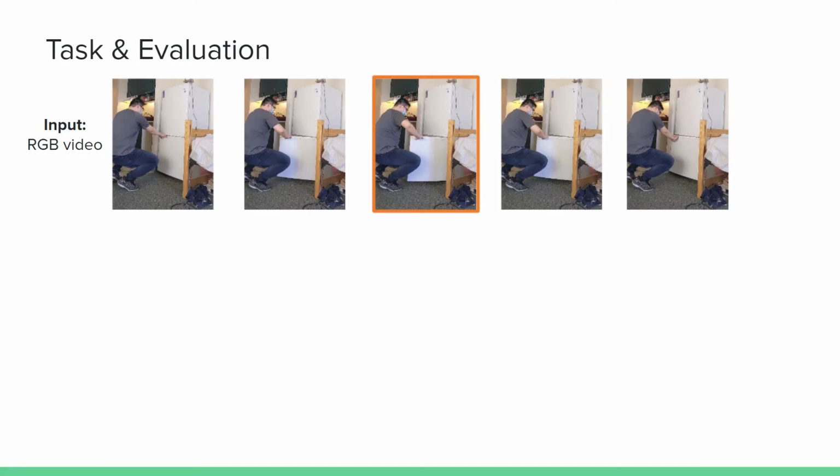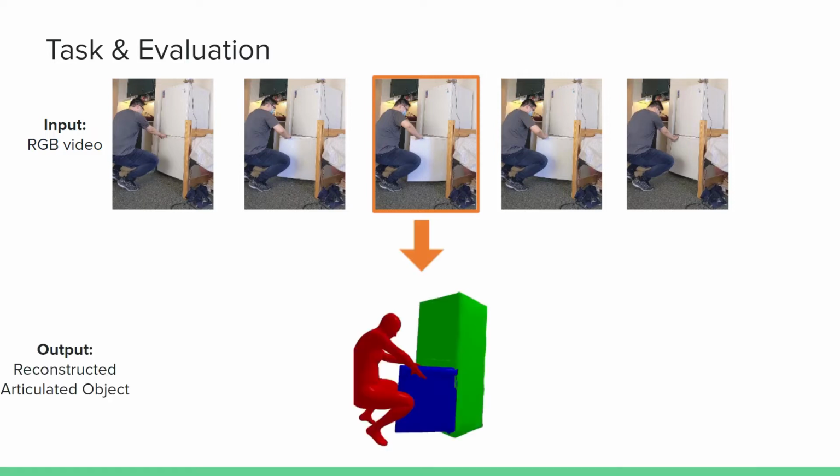In this paper, we canonicalize the task of RGB video to articulated 3D human object interaction reconstruction to carry out a benchmark of recent methods that can be used for this task. We define the task as given an input single view RGB video of a human interacting with an object, reconstruct an articulated model of the manipulated object including static parts in green and articulated moving parts in blue.